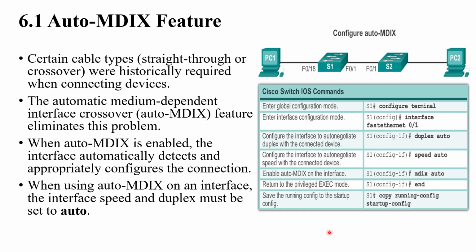Then the next one you can see here, the auto MDIX feature. This is a very interesting feature available in a switch. What does it mean? If you take similar devices, for example, a switch and a switch, if you want to connect a switch and a switch, this is called connecting similar devices.